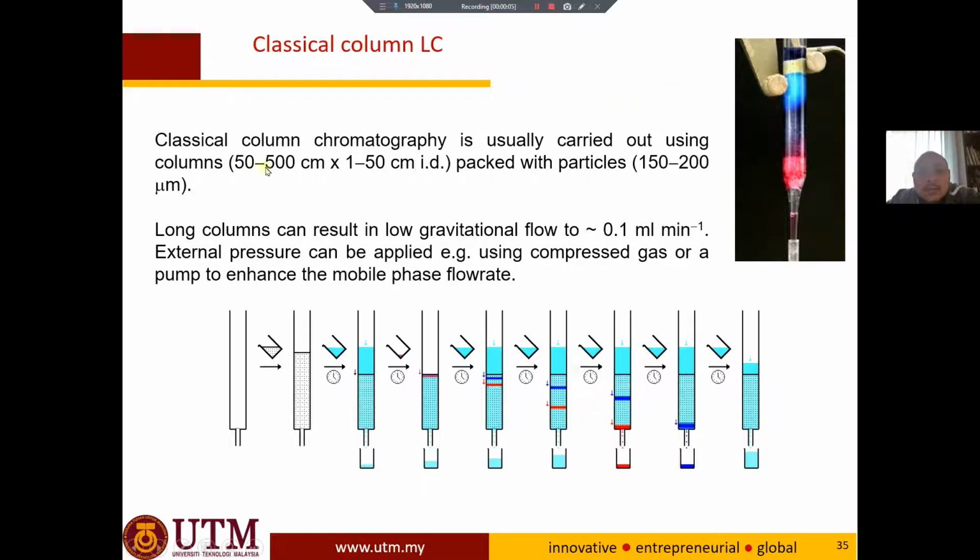It is carried out using a column packed with particles. Don't need to remember exactly about this. Long columns can result in low gravitational flow. External pressure can be applied using compressed gas or a pump to enhance the flow.